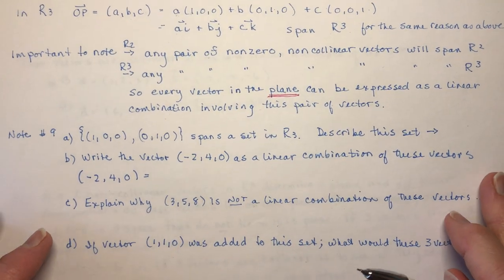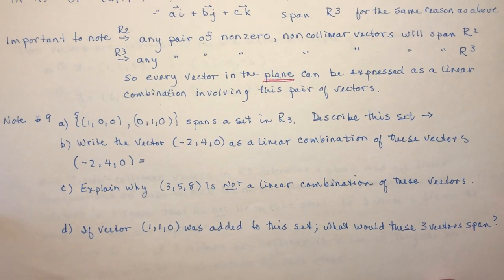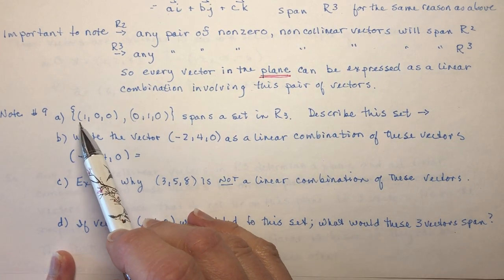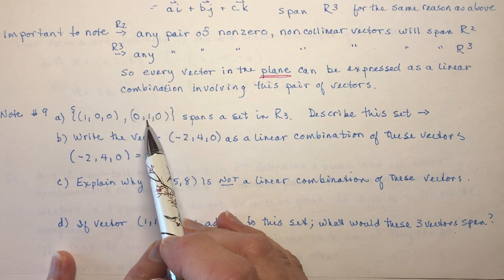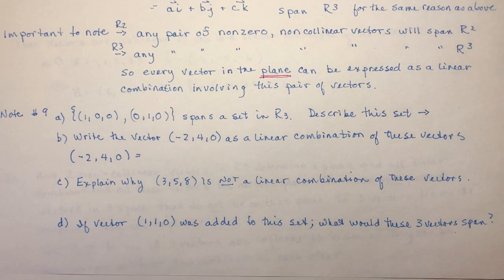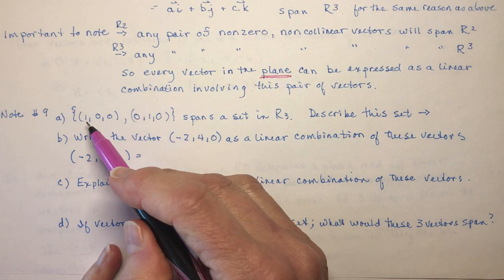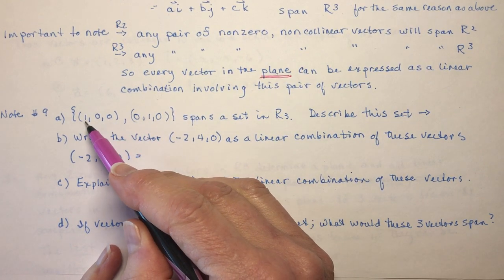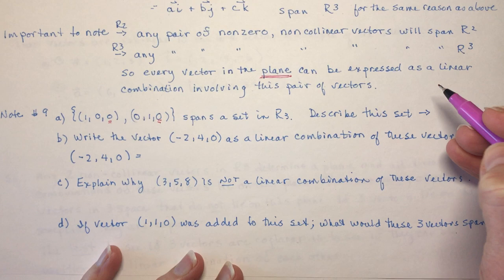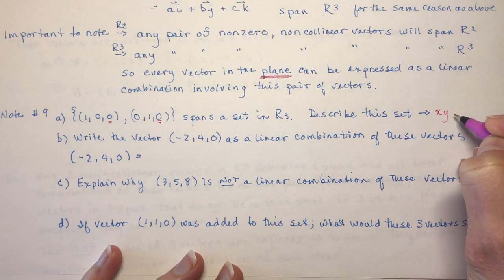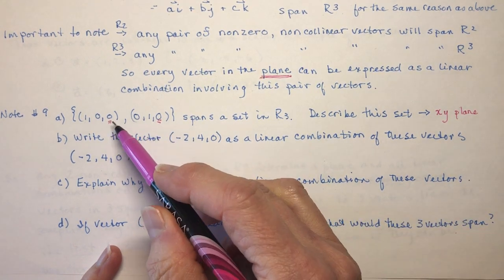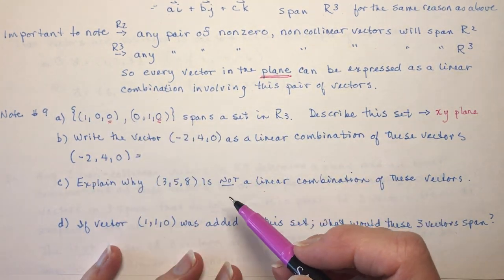So I wanted to go to question number 9 in your book, because I think it describes quite clearly what they're trying to get to when they're talking about spanning. So if I had the set of vectors 1, 0, 0 and 0, 1, 0, it says it spans a set in R3. Describe this set. What set am I going to get if I do any linear combination of these two? Well, I'm going to get X and Y values, right? I'm not going to get any Z values, because Z is zero here. So this set is the XY plane, the one you're most familiar with. The Z's not even there. We didn't go up at all. We just went on the X and the Y axis.